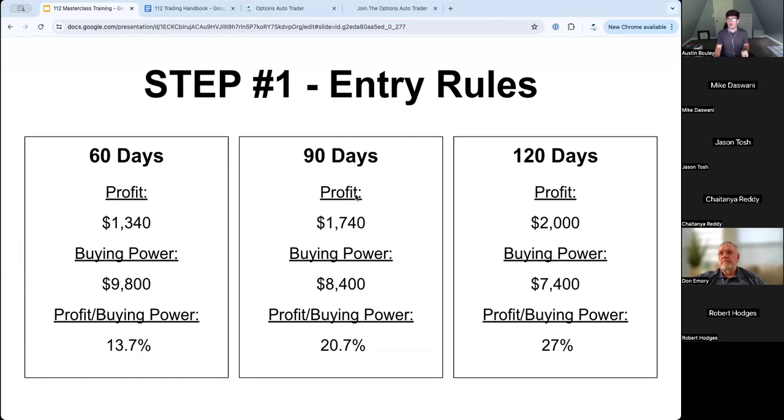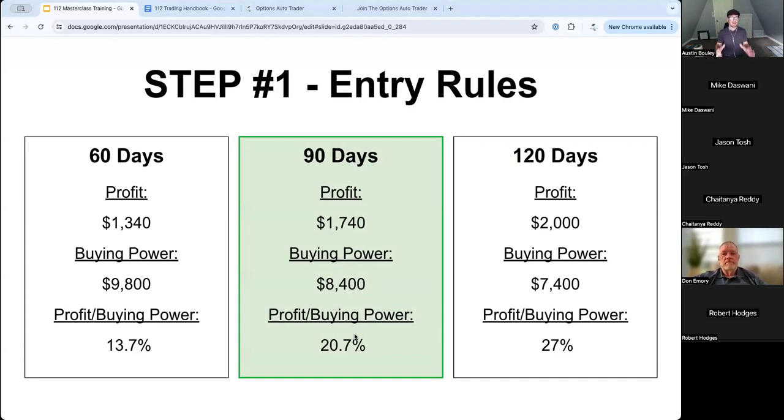Now, I hope I'm not getting too in-depth, but what I found is that the 90-day works best, because it's the good middle ground of the profit we're making, the buying power we have to put up, our percentage, but also the ability to close the trade faster so we can put on new trades and diversify our risk across time. Does that make sense?